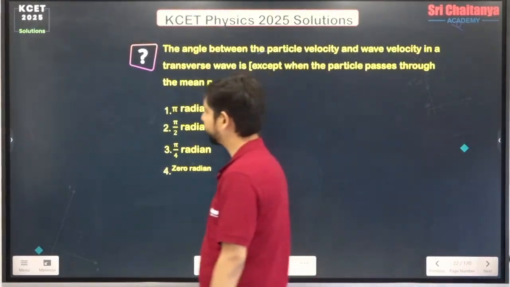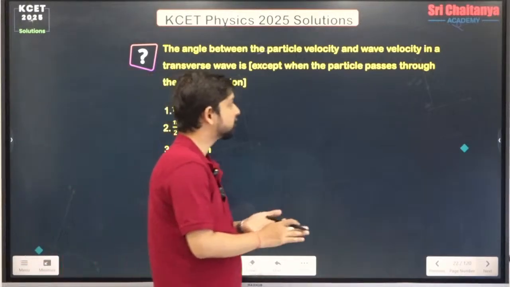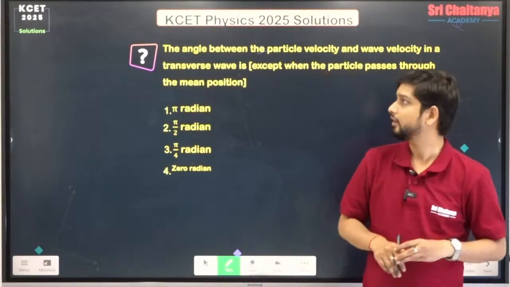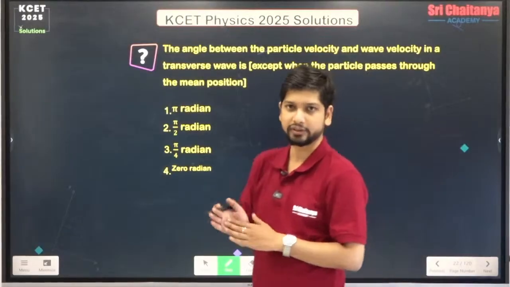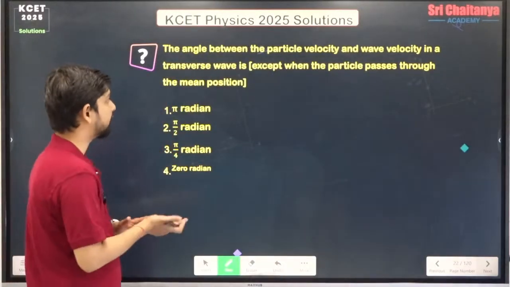Okay, so this is the second question. This is again a very conceptual question. Read out the question. It is given that we have to find the angle between two velocities.